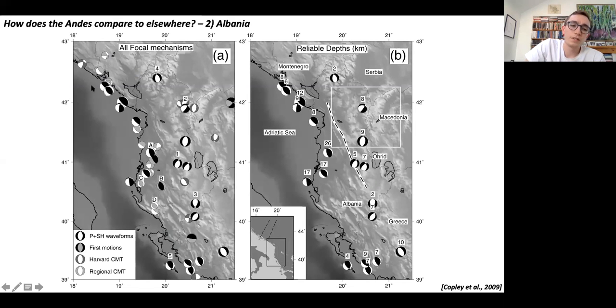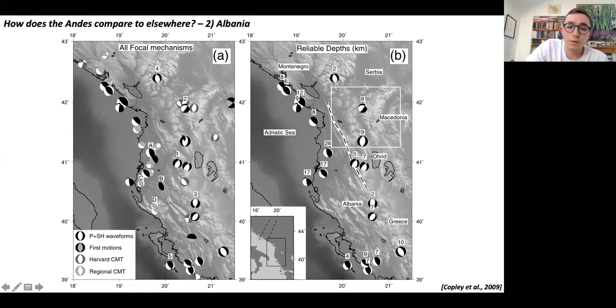A second place that I'm just going to talk about is the Albanides, which are on the eastern margin of the Adriatic Sea, just east of Italy, and Albania, Greece, and Montenegro. What we're looking at here are the focal mechanisms for earthquakes in this particular section of the Albanides. And we can see that along the coastline, there's a bunch of low angle and reverse faulting earthquakes. They extend down to 20 kilometers depth or so.